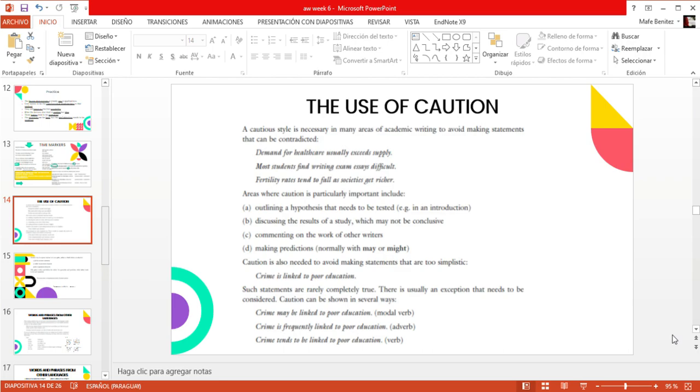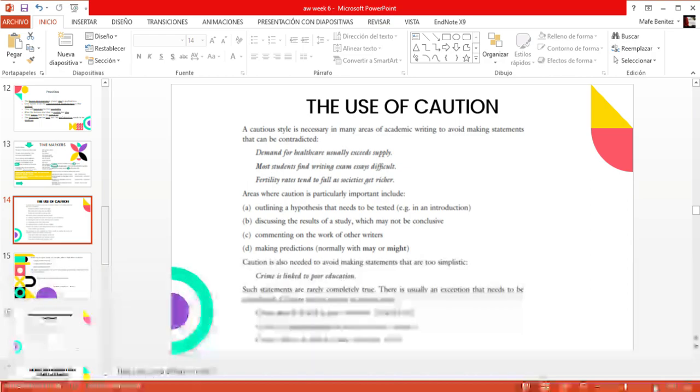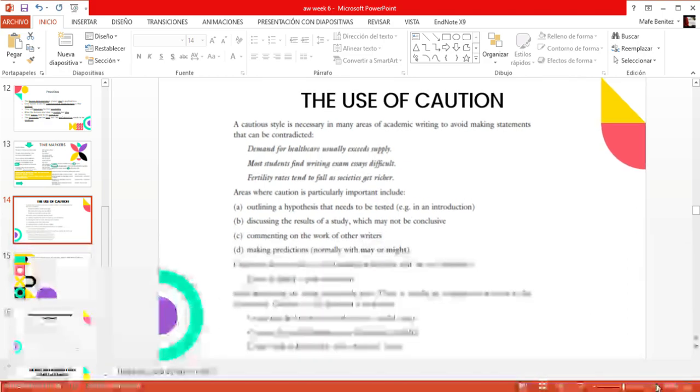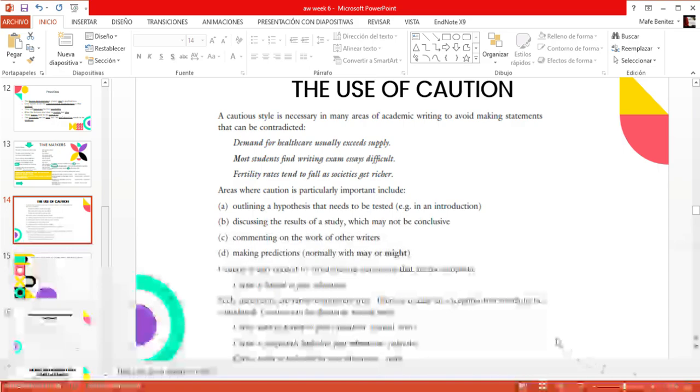What is caution? Caution is writing and making sure you don't screw up. You don't say something so general or something so absolute that it is wrong and that it takes away from the truth, or create such a statement that twists the truth. So, a cautious style is necessary in many areas of academic writing to avoid making statements that can be contradicted.